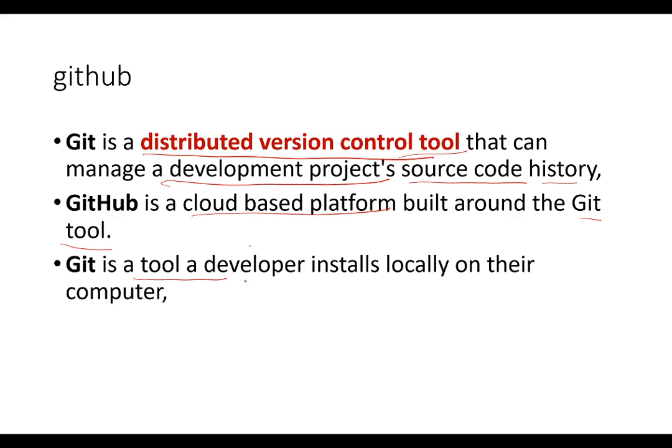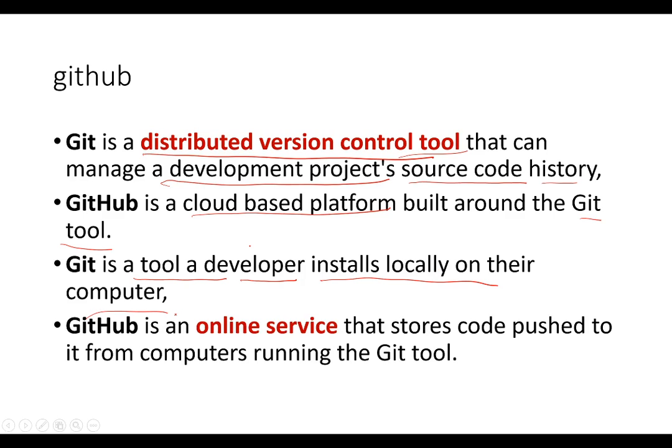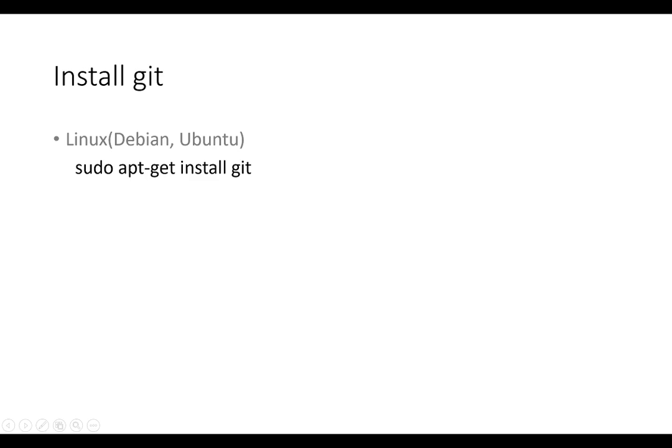Git is a tool a developer installs locally on their machine. And GitHub is an online server that stores repositories, the code or documents of a project, pushed from the local machine to GitHub using the Git tool. Okay, this is a short history of Git and GitHub.